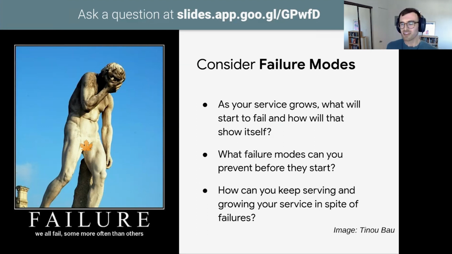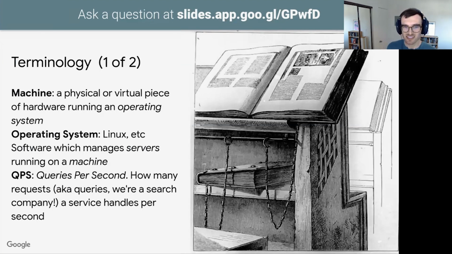So that was all abstract thinking. What's more interesting is talking about the specific stuff. Before we get into the specifics, I want to define a couple of terms that are going to be used throughout. First, machine: this is the physical hardware that is running an operating system. I have a Chromebook that I'm streaming from right now. The Chromebook is the machine, and the operating system, Linux, Chrome OS, is what's running on it.